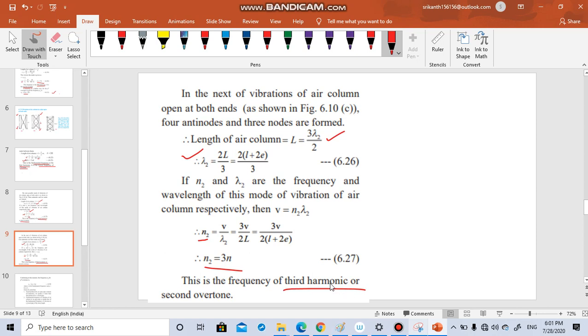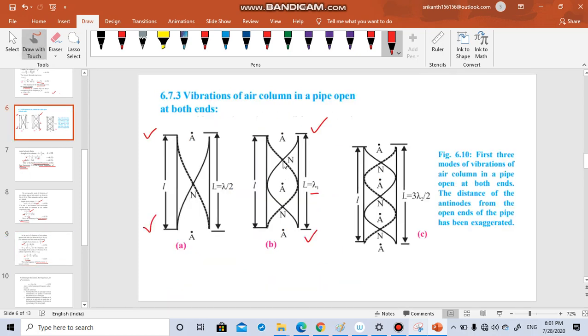Fifth harmonic means put n is equal to 5. Seventh harmonic means put n is equal to 7. But seventh overtone doesn't mean that you will put n is equal to 7 every time. Harmonic and overtones are totally different things. So here the third harmonic is the second overtone. Why is it the second overtone? Because you can take 2 nodes, then you can go for 3 nodes, then you can go for 4 nodes. Directly from 2 you cannot jump to 4.